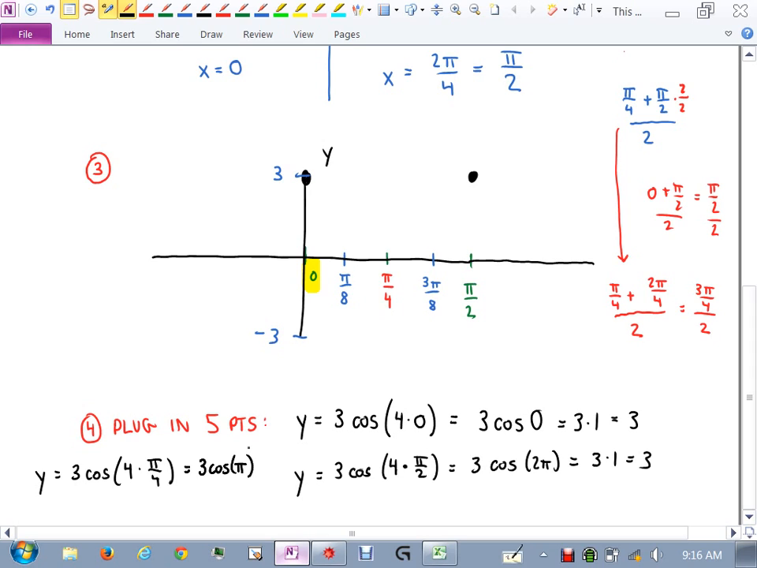So when you look at cosine of pi, you're saying the angle is pi. Go to the x-coordinate. What's the x-coordinate when your angle is pi? -1. So this turns out to be 3 times -1, which of course is -3. Right? So at pi over 4, I come down and plot a point, -3.